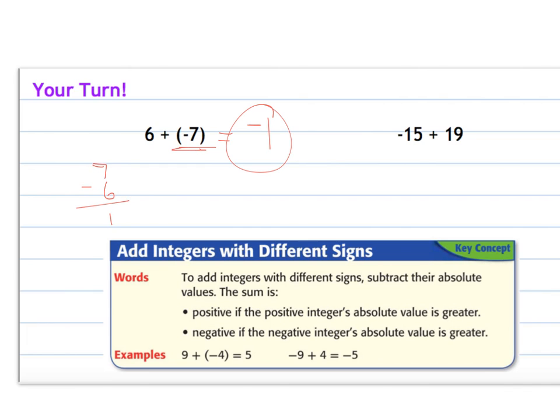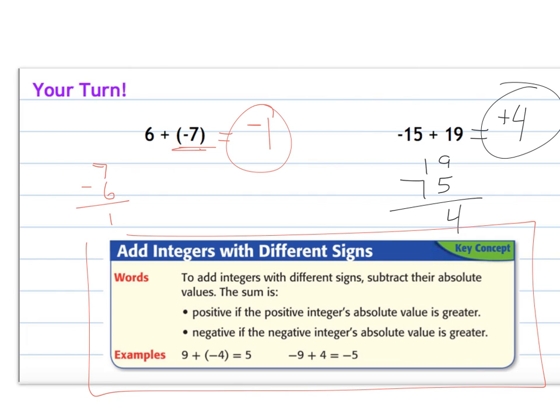19 plus negative 15. 19 has a greater absolute value. My answer is going to be positive. How many more positives than negatives do I have? Subtract the one you have more of and the one you have less of. 4. So my answer will be positive 4.